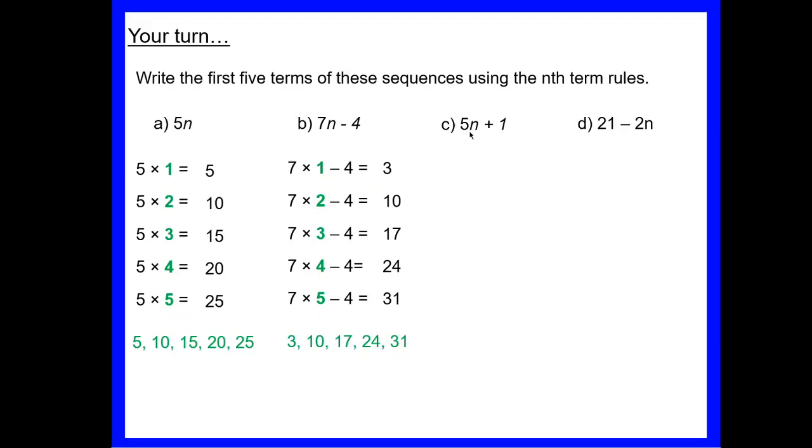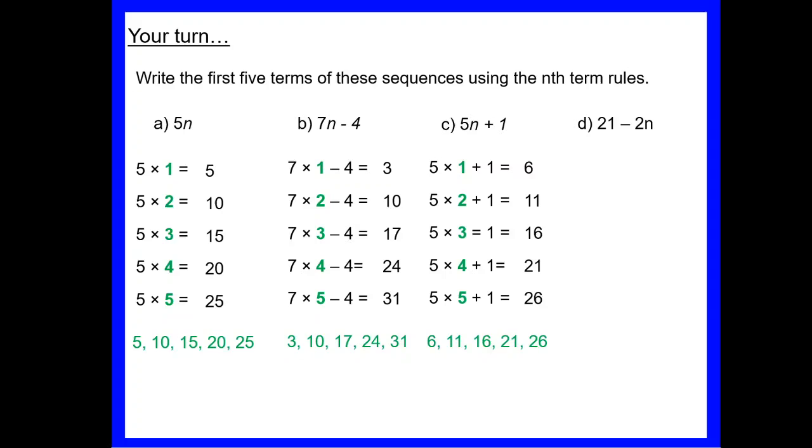For this one then, 5 times our position plus 1. So again, swapping that n for 1 gives us 6. Then for 2, we get 11, and continue from there for the first 5. We get 6, 11, 16, 21 and 26.